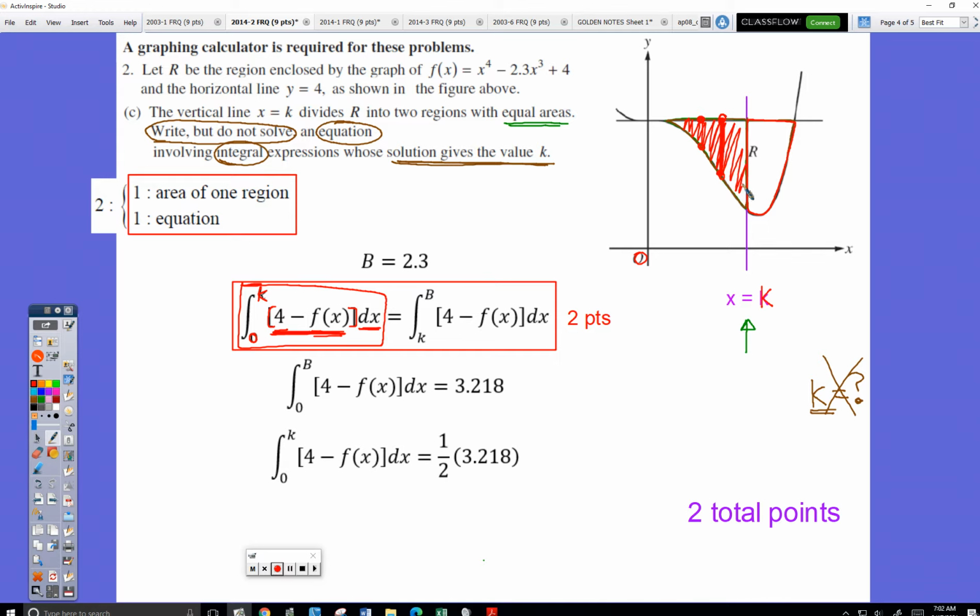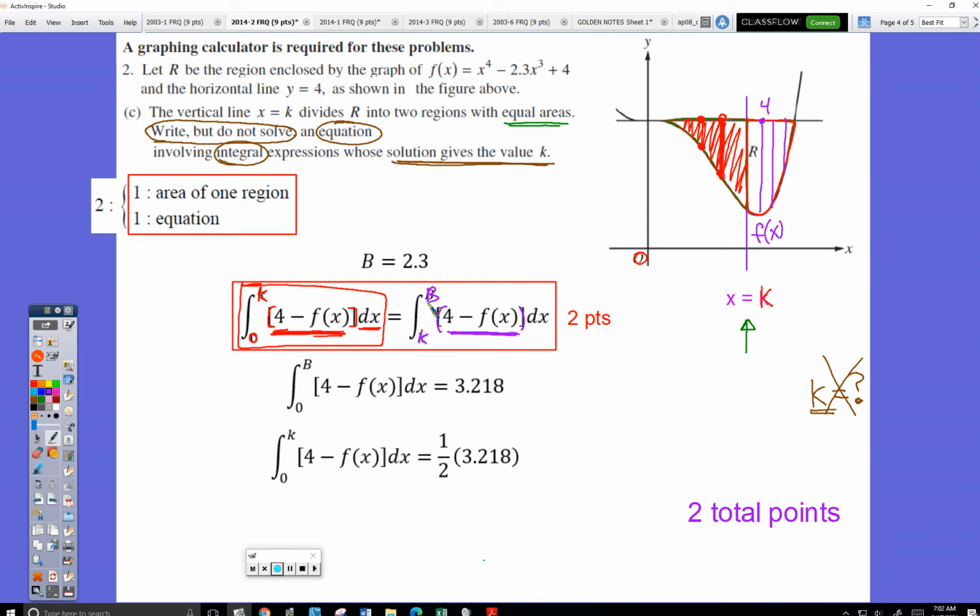Then I just move on, do the same for the other. Same formula, because the rectangles here are still y at the top is 4, y at the bottom is f of x. So I fill that space with rectangles. So that's my formula right there for the area of one rectangle in the purple space. And now I have to integrate from k to b.